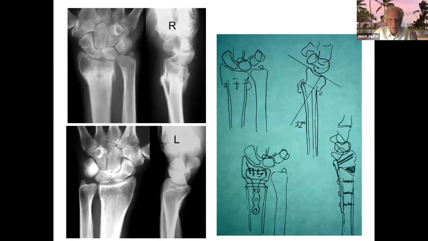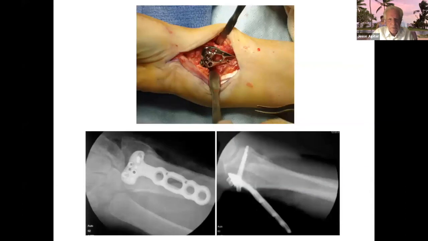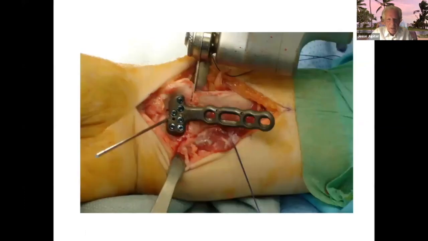So here's a case. There's a drawing. It's a significant deformity. Here's the volar approach. Here's the implant in the frontal and sagittal plane, placed in a way that we believe we can correct a lot of this deformity. And then the osteotomy is done. It can be done with the plate in place if you're careful.